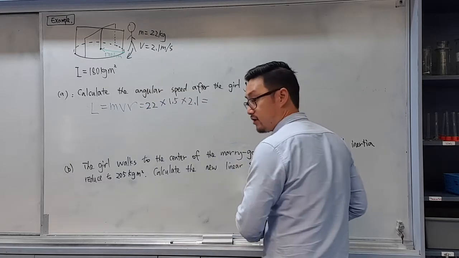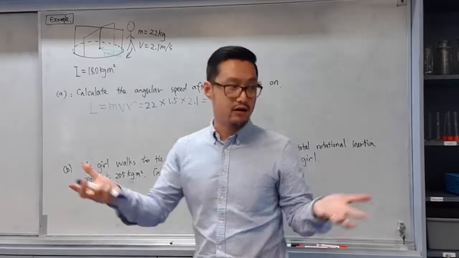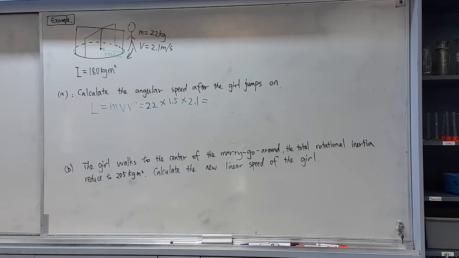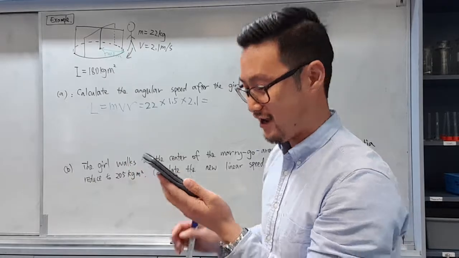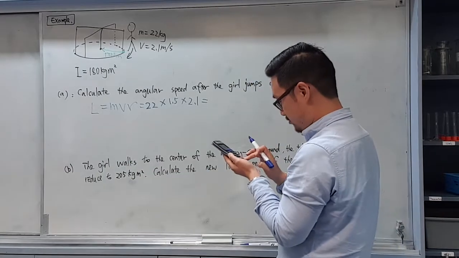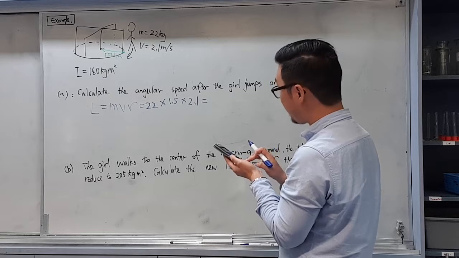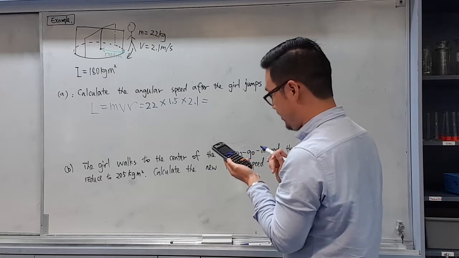Right, so then I'm going to put this in my calculator. And I don't have my calculator now because my phone is in use. Okay, let me grab my calculator. Ta-da! Okay, let's do this. So 22 times 1.5 times 2.1.